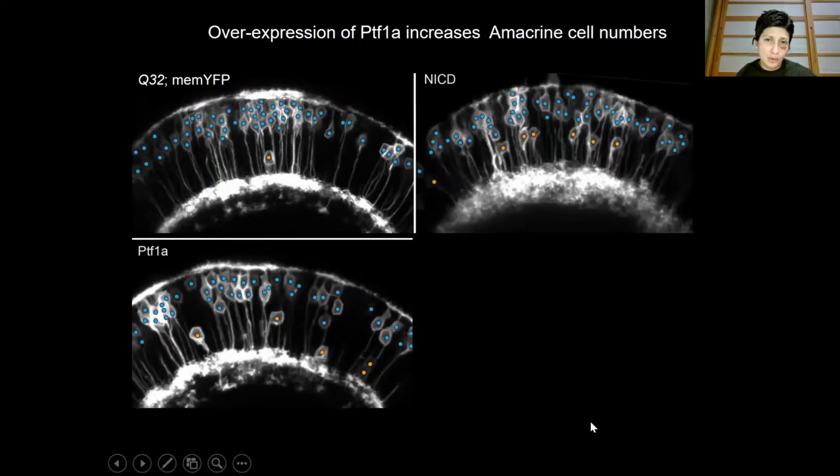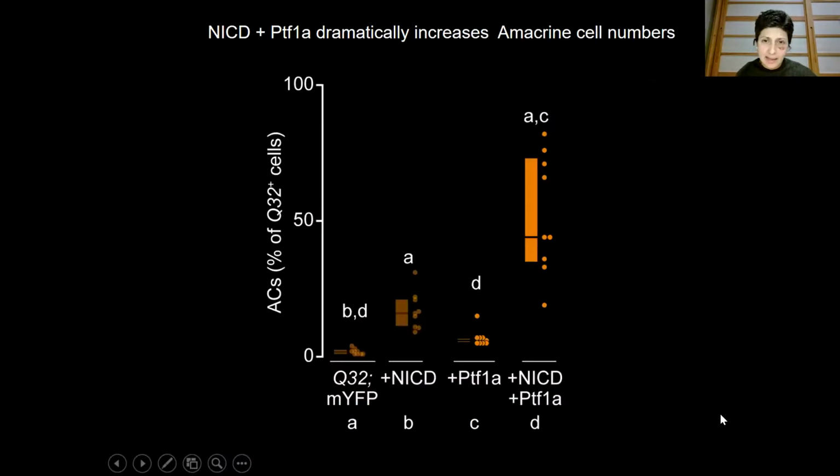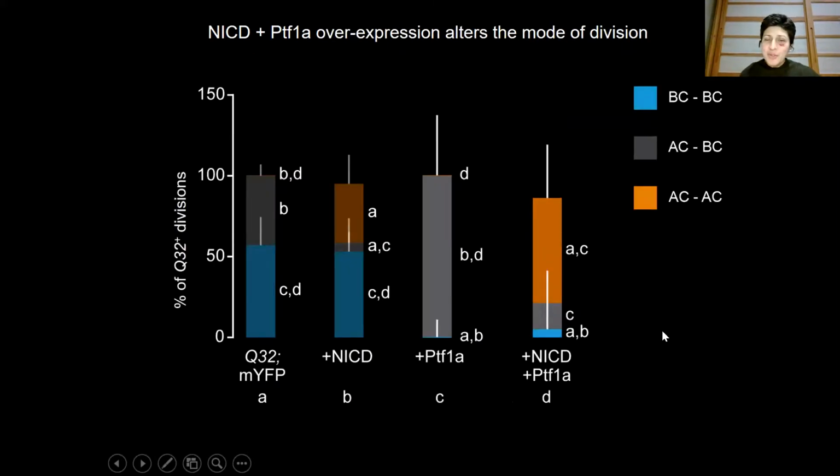compared to the NICD overexpression. When we combine both, in other words, both NICD and PTF1A, we see a dramatic increase in the number of amacrine cells in this Q32 lineage. And here it is, the dramatic increase quantified. And of course, because we can follow these divisions and ask what modes of division contribute to this excess number of amacrine cells, I hope you can appreciate that following the overexpression of both PTF1A and NICD, it seems that divisions are pushed towards generating more amacrine cells, courtesy of symmetric amacrine divisions.